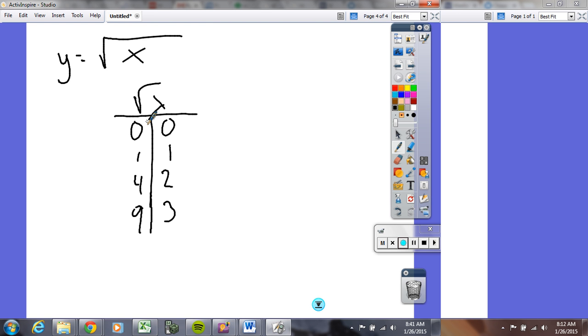Each one has its own parent function. If you don't know how to do that, what could you do, guys? Just plot some numbers in there, right? That's all I'm doing. First up, here's what the graph looks like: 0, 0; 1, 1; 4, 2; 5, 2.